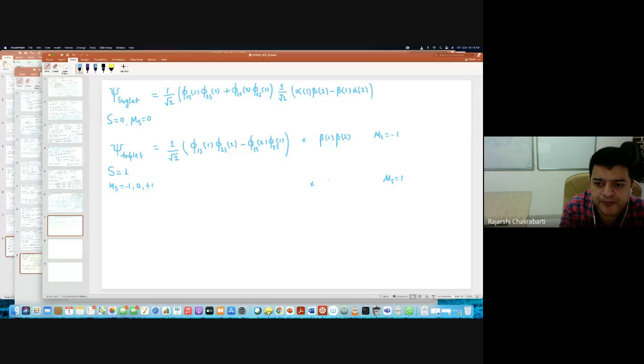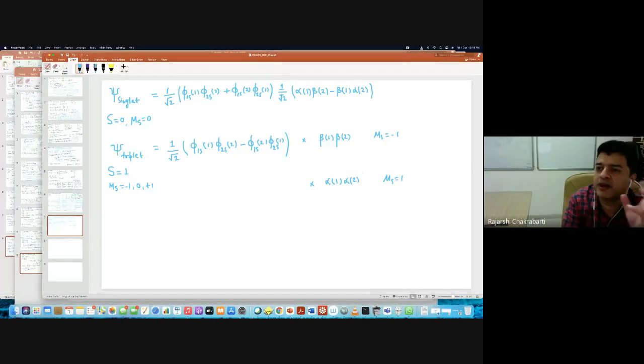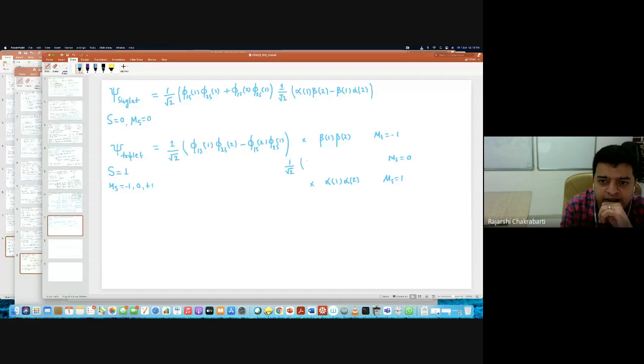This will be alpha 1, alpha 2, because here the spin part is symmetric. Space part is antisymmetric. And what will be the MS 0? You know this. Alpha 1, beta 2 plus beta 1 alpha 2. Yeah, with your factor like this.